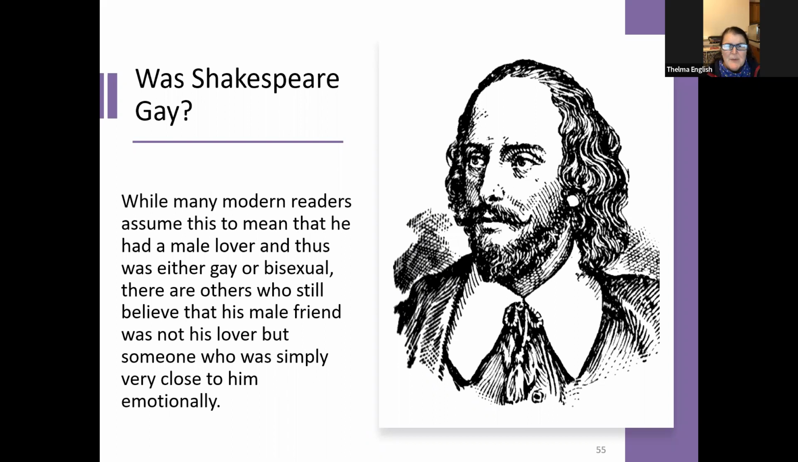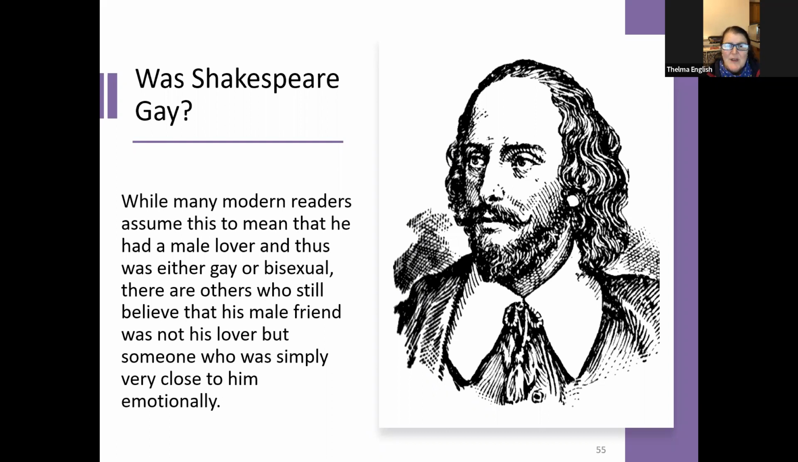His plays do not depict actions of his own life. So why would we expect that his poetry and each sonnet would also depict his own personal life and then have them printed for all people to read? While many modern readers think this means he had a male lover and was gay or bisexual, let me remind you, it was illegal and it was not something you would write down in poetry and publish.